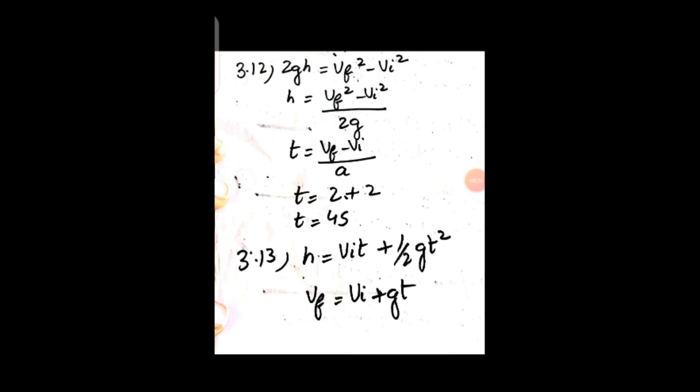And second, with what velocity will it strike the ground? You will simply find the v_f by putting v_i plus g t. So that's all for today. These are all the numericals of this chapter.